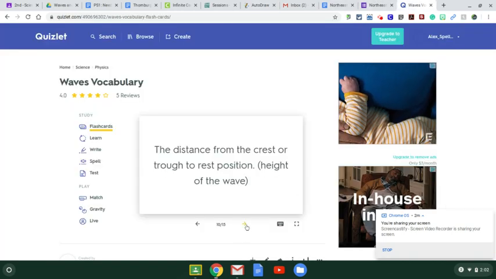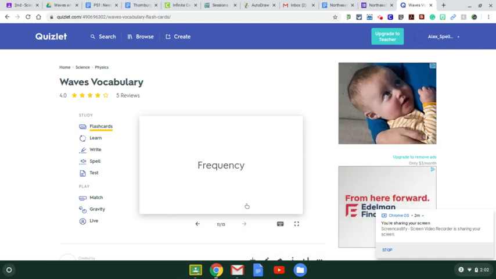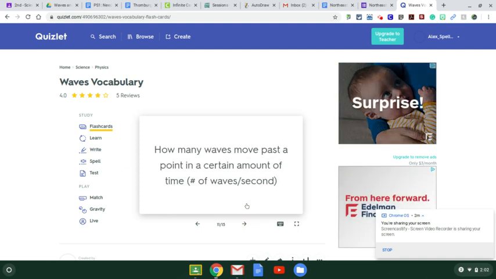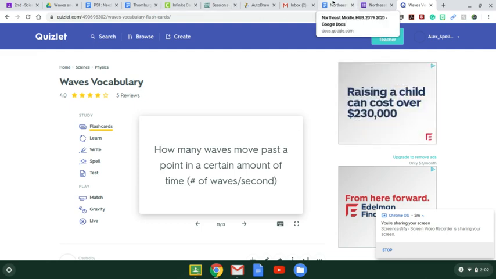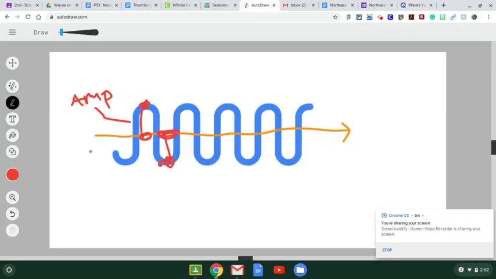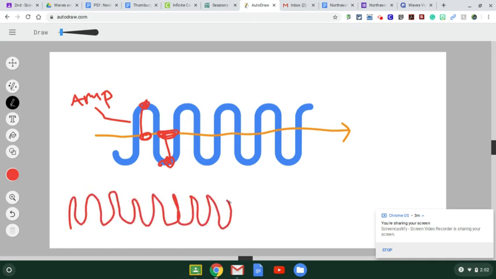Back to our flashcards, we have frequency. Frequency is how many waves move past a point in a certain amount of time, so number of waves per second. We can draw frequency in many different ways. We can have a really frequent wave and a less frequent wave. This would be a wave that has a high frequency. This would be a wave that has a low frequency.